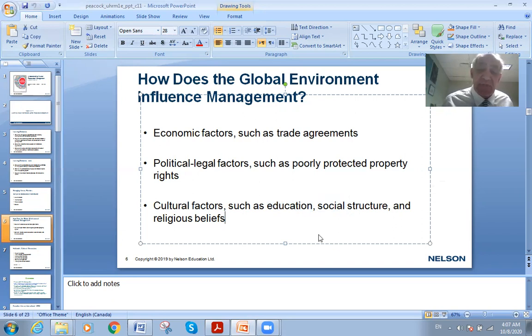Social structures also, how the structure of the society is, like cultural factors and religious beliefs. This also affects the religious beliefs. One of the reasons which is affecting the global environment, the way the global environment affects the organizations, is also religion.